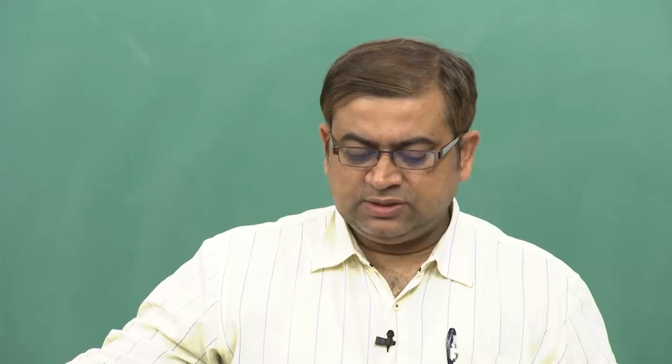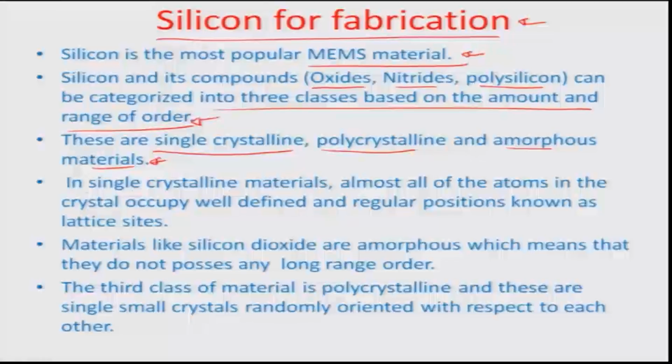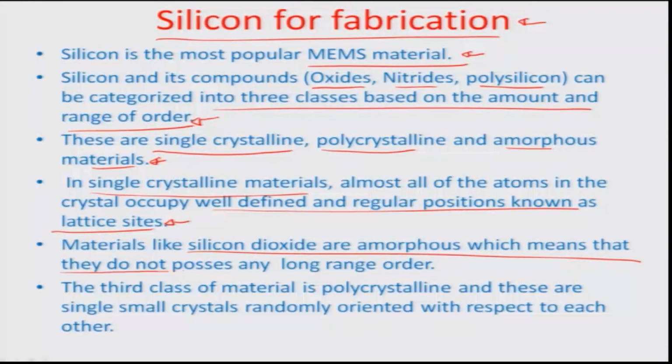As we all know, in single crystalline materials almost all of the atoms in the crystal occupy well defined and regular positions known as lattice sites. Materials like silicon dioxide are amorphous, which means that they do not possess any long range order. And then there is a third class of materials, which is polycrystalline, and these are single small crystals randomly oriented with respect to each other.